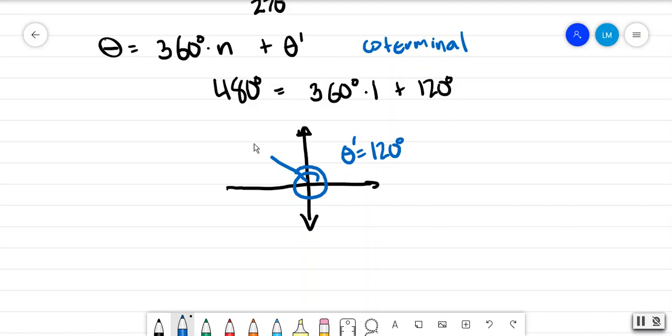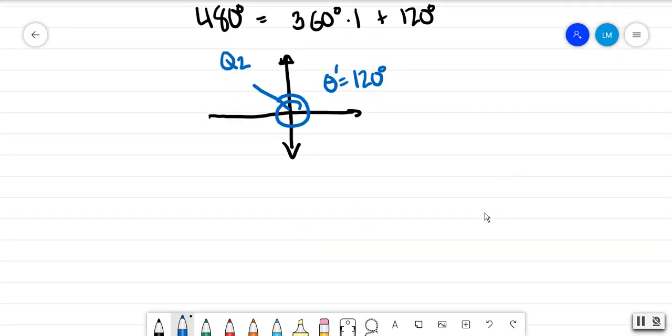But where does it terminate? It terminates in quadrant 2. So in that case, it's an obtuse angle with respect to the standard position, or the initial position. Now, you can do that again another time. For example, let's say that you have minus 45 degrees. Well, here, minus 45 degrees is a little bit tricky because it's not really telling you what happened, but think of it like this.